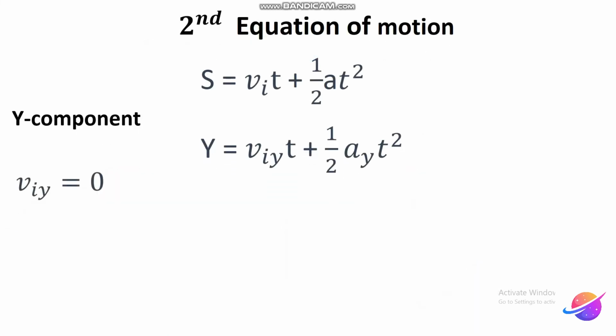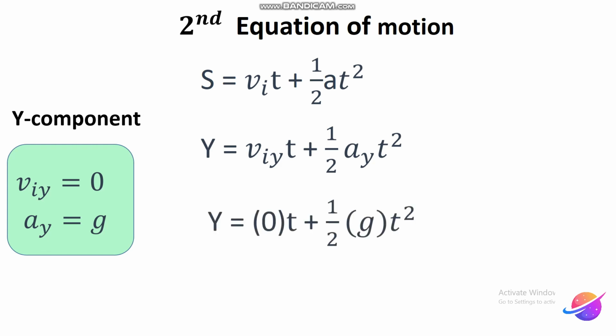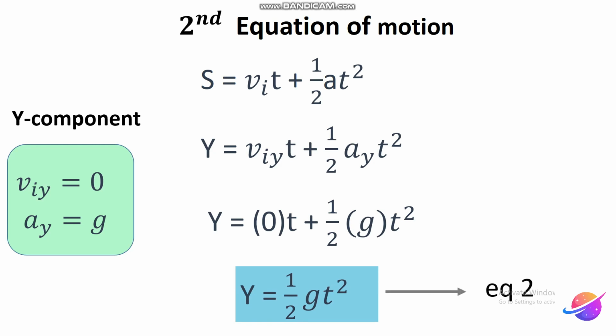So y is equal to viyt plus half ayt square. As viy is equal to 0, it makes the whole term 0, so y is equal to half gt square. With equations 1 and 2 you can find where the ball will be in the x-axis or in the y-axis by knowing its initial velocity in the horizontal direction plus the time.